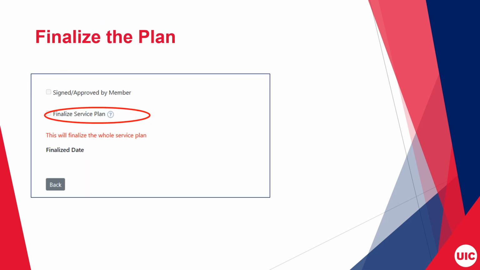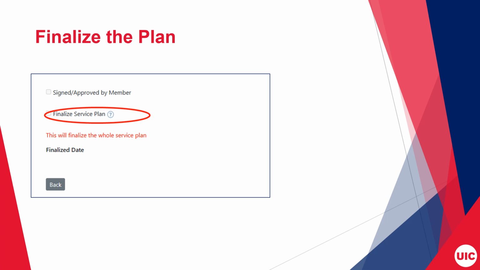Before finalizing the plan, review all available information to ensure the service plan is complete. After reviewing the full plan, finalize the service plan by clicking the box next to Finalize Service Plan in the last section, Plan Development. Ensure Save and Next is clicked to save the finalized status. The date this is saved is recorded and used for reporting.